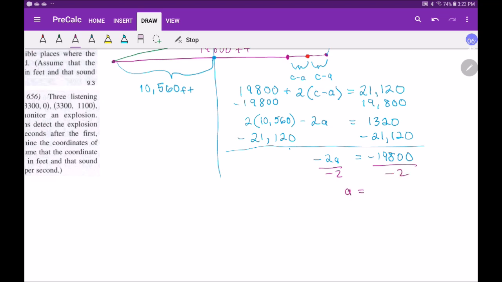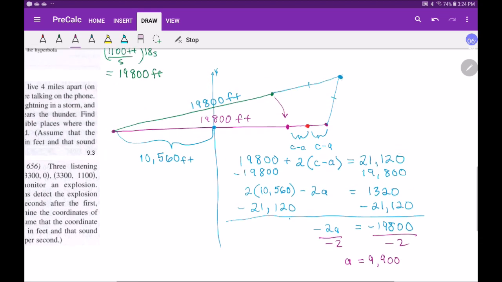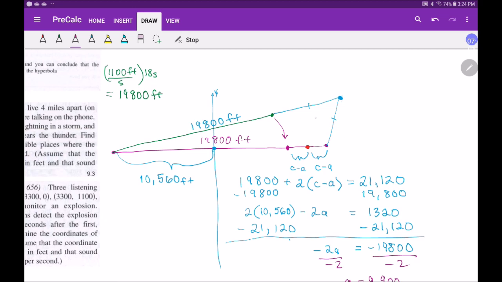And a is equal to, what is it? So, what do we get? 9,900. Okay, so that's my a right there. That's 9,900. In other words, almost the whole 10,560, as we thought. There's not much room left. If my friend waited so long to hear it, it's a pretty tight situation.